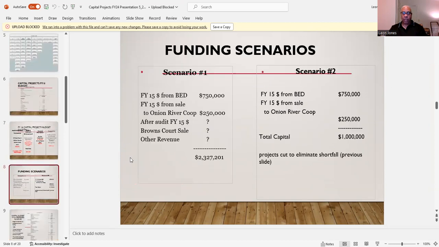All right, funding scenarios. All right, fiscal year 15 from BED, 750,000. Well, if you look at the budgets, you have 750,000 and 250,000. Total capital was 1 million. Now you have to do $1 million worth of projects to eliminate the shortfall.